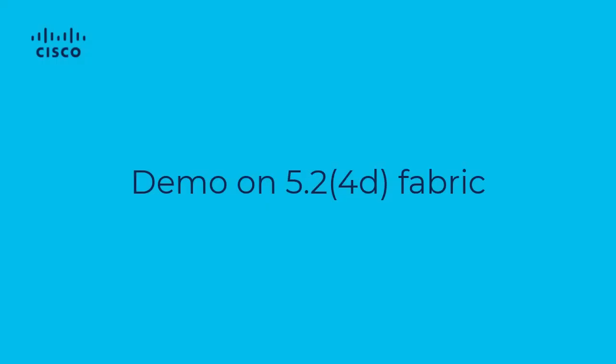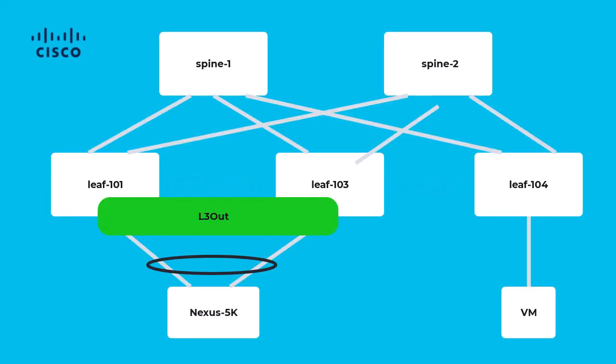Now we will walk through configuring an ERSPAN in the APIC GUI. Before moving on to the GUI, let's quickly go over my topology. In my ACI fabric, I will be mirroring traffic from a VPC in an L3 out on leafs 101 and 103. The destination for my ERSPAN will be a VM connected to leaf 104.